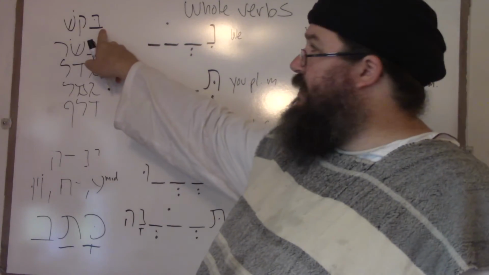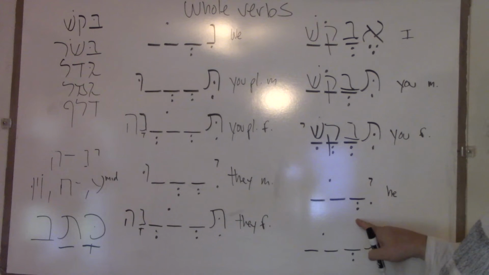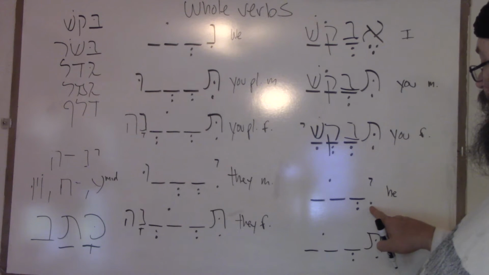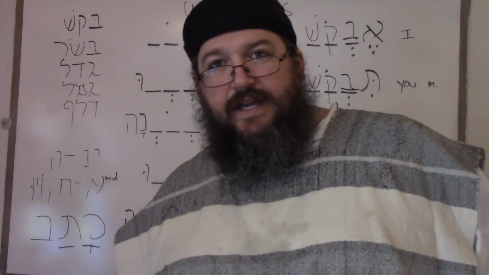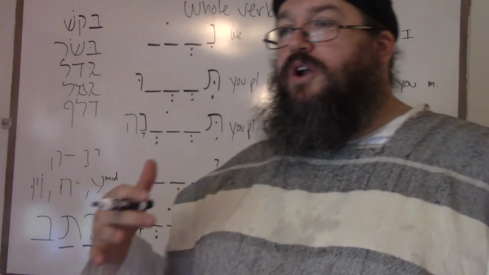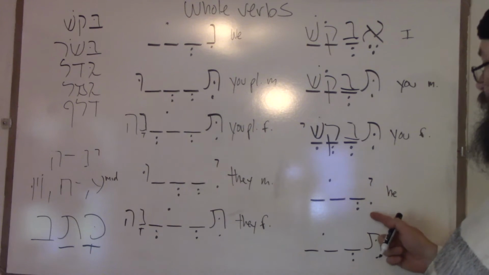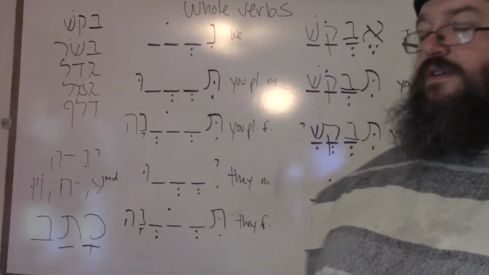Once again, bet, kof, shin. We're going to put it over here, and now we're going to put it in the third person singular form. Okay? And you see the yud here. The yud here is the indicator that this is the masculine form. Okay? And we're going to have to think about this as whenever I see yud, I think of the masculine form in the front.